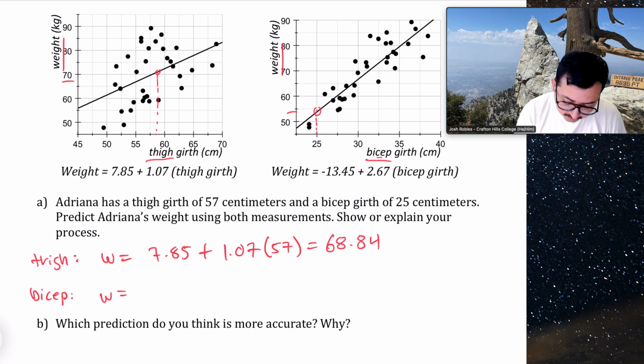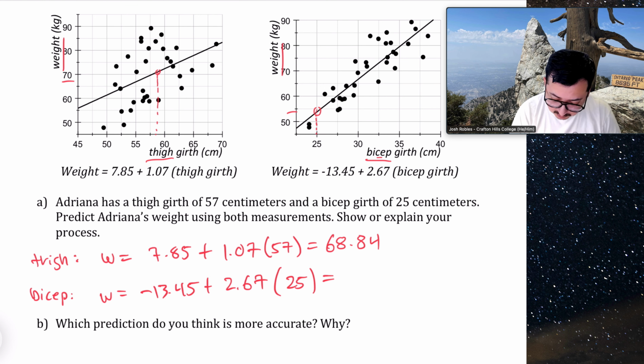And then her weight, as you can see, was, I think I estimated my graph wrong. The graph is right, but you can't really get as accurate. The bicep one, we were thinking it was going to be closer to 55. So negative 13.45 plus 2.67 times 25 centimeters for her biceps. 53.3. All right, those were roughly right. I don't think I have anything calculated wrong.